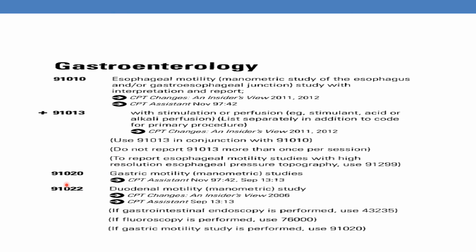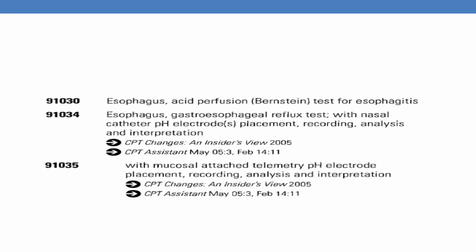The next code is 91020. It is coded for gastric motility studies. Next is 91022. It is coded for duodenal motility studies. Next is 91030. It is coded for esophagus acid perfusion, that is the Bernstein test for esophagitis.